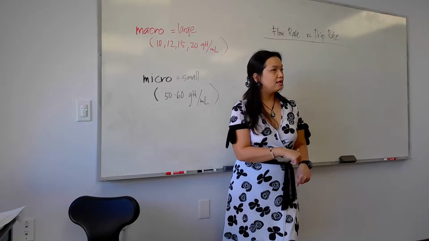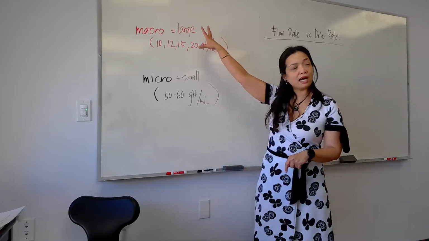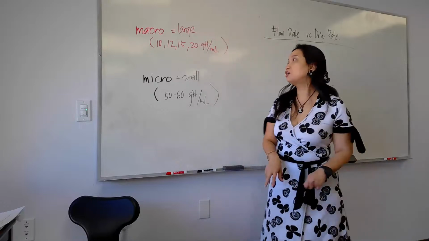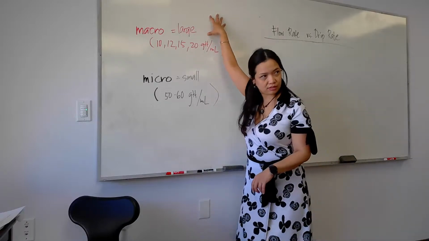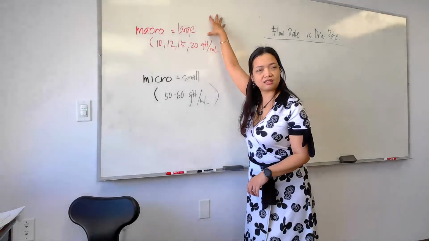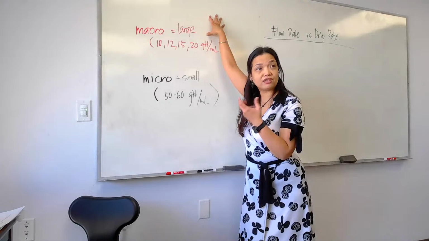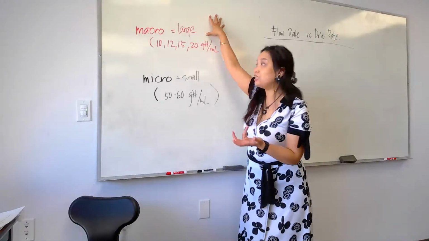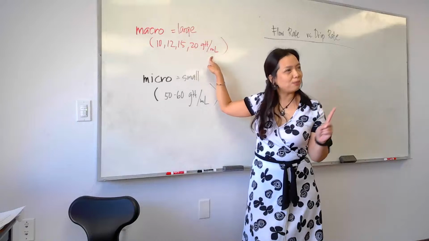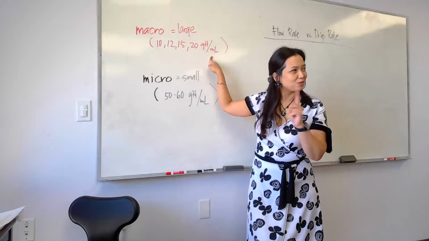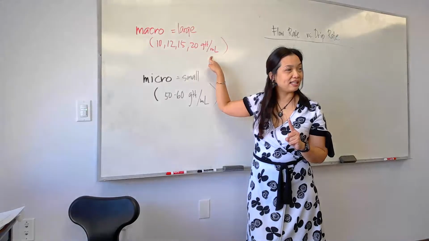It was wrong. That's why I started with macro is large, micro is small, meaning the drops that come out of the infusion set are larger, right? So if they're larger, there's going to be less drops per ml. And that's when I paused. There's something wrong with what I wrote on the board. You see that? Okay, that's why I paused.